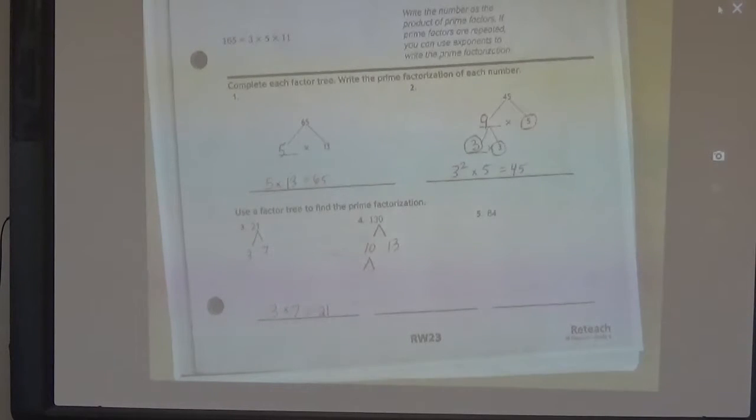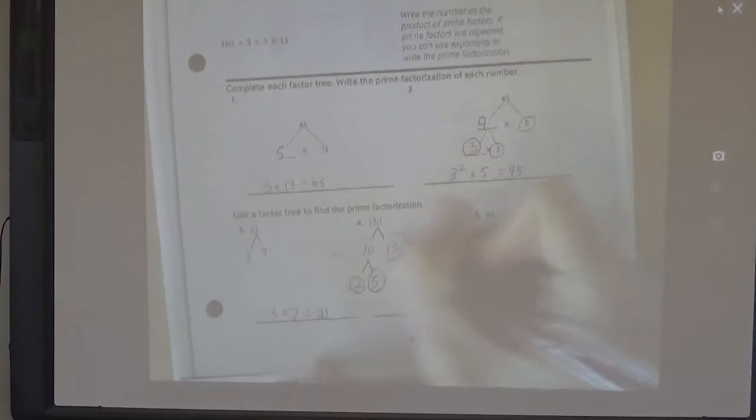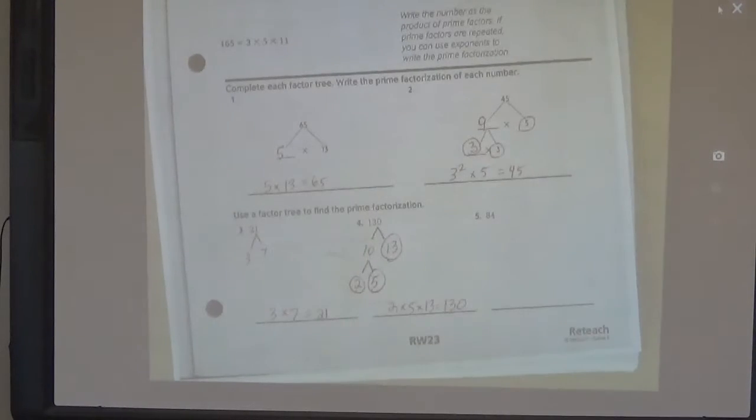How do you factor 10? What are the factors of 10? Hillary? 2 and 5. Are these all prime numbers? Yes. 2, 5, and 13. So write 2 times 5 times 13 equals 130. 2 is prime, isn't it? How would you break down 2 other than 1 times 2?